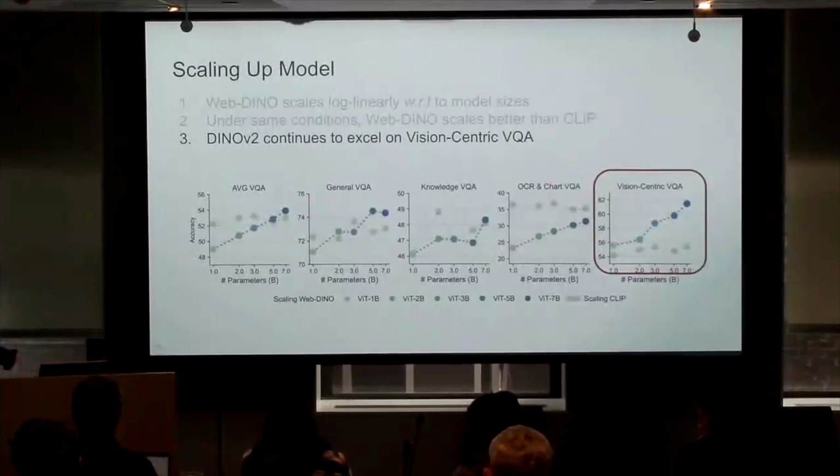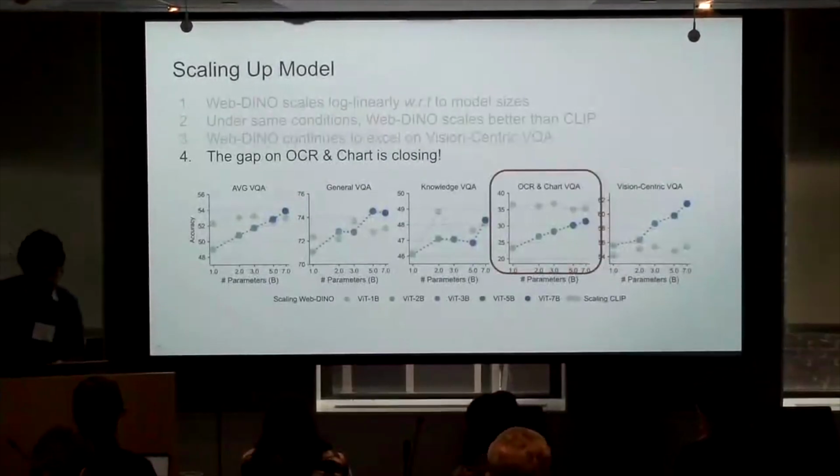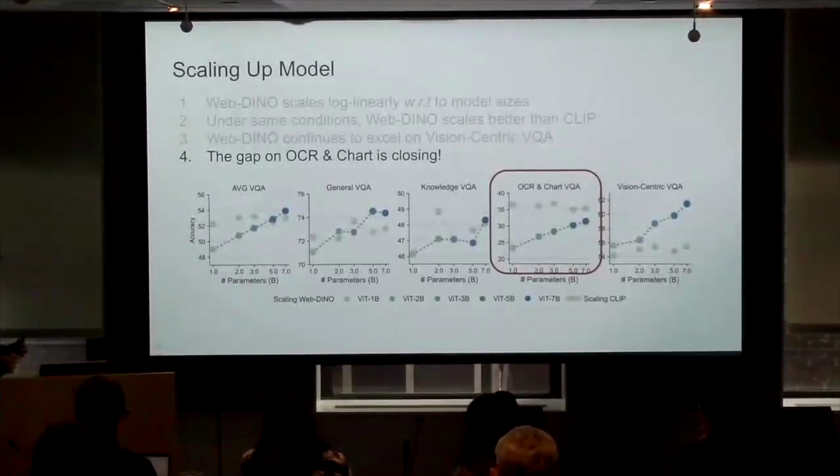Maybe unsurprisingly, if you train with an SSL-based approach, you excel on vision-centric VQA. This is a task where you're supposed to use more vision-related information to solve the task. But what was surprising is the gap on OCR and chart. You have a question with respect to a chart, and as you scale your model, the gap is closing quite well on this set of evaluation.